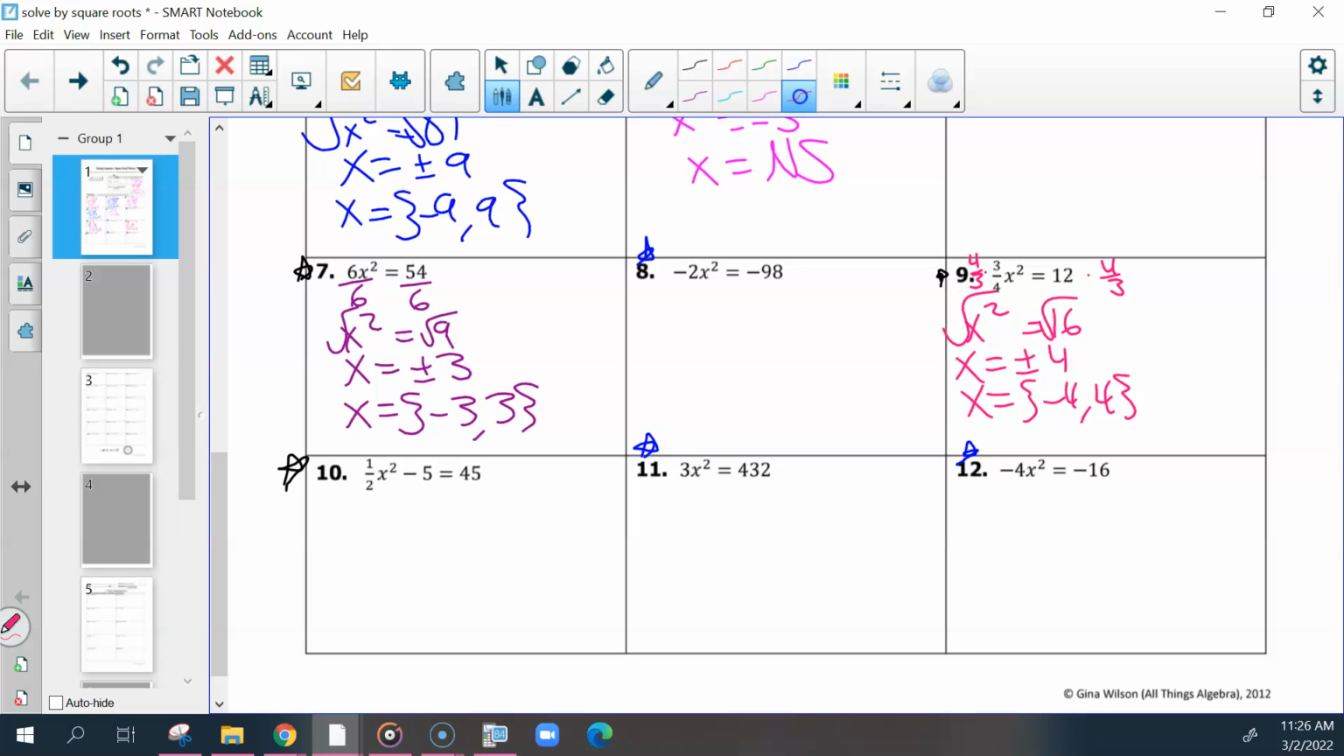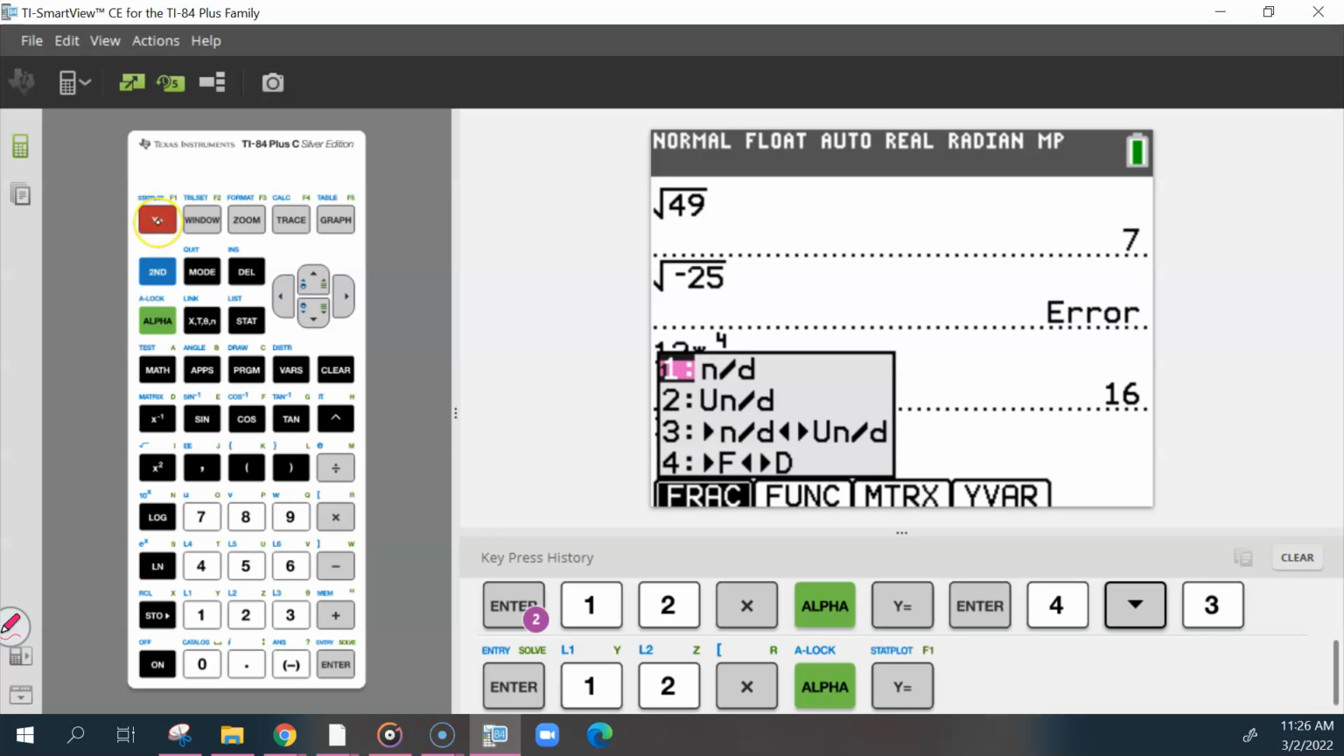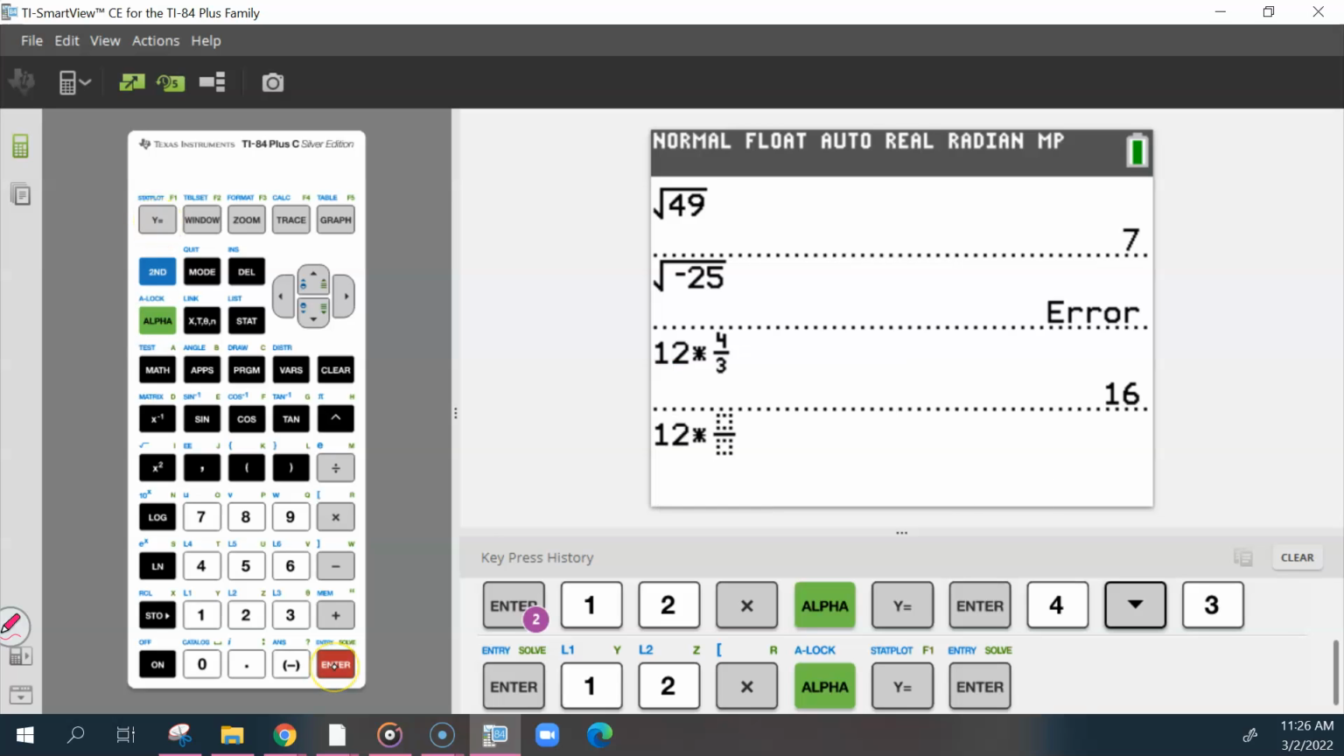Can you show me how to do that? So I have my 12 and I'm multiplying. And then alpha y equals, you get your fraction, and then just put that in, 4/3.